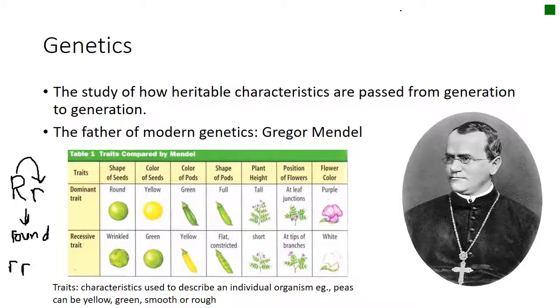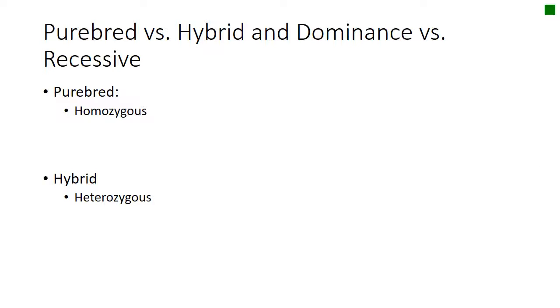So what are traits? Traits are just characteristics used to describe an individual organism. For example, peas can be yellow, green, smooth, or rough. Okay, just like people can have brown hair, brown eyes, blue eyes, green eyes, blonde hair, red hair, etc. Those are traits that you use to describe the physical part of an organism.